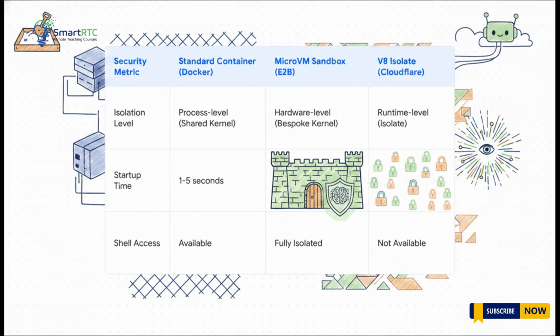The standard containers you might be familiar with, like Docker, only give you basic process-level isolation. For real security, especially when you're running untrusted AI-generated code, microVMs are the gold standard. They provide true hardware-level isolation with a custom, super stripped-down operating system, what the slide calls a bespoke kernel. This just means there's a much smaller surface for anything to attack.